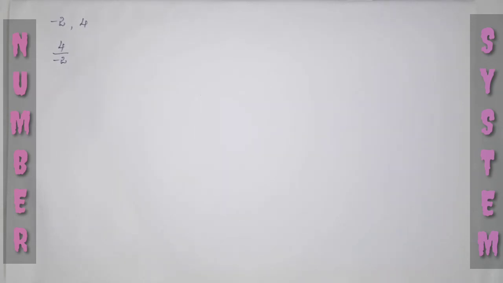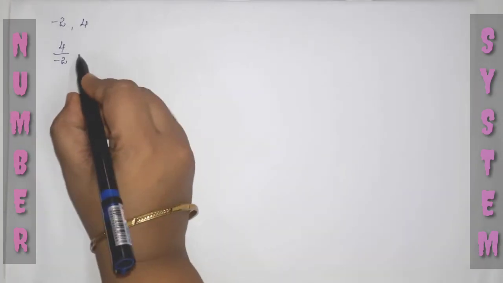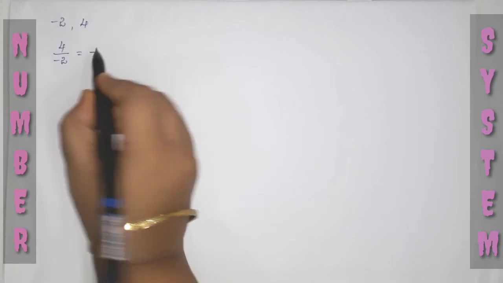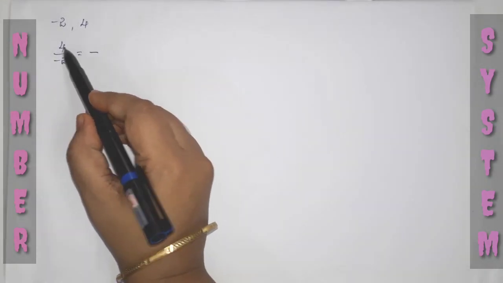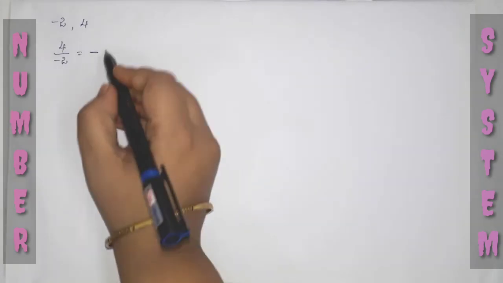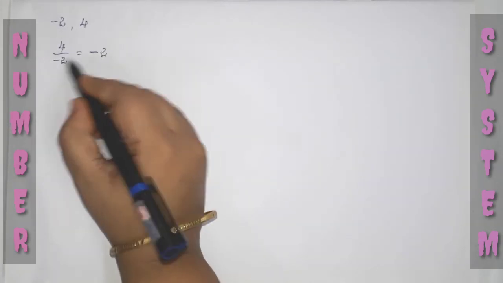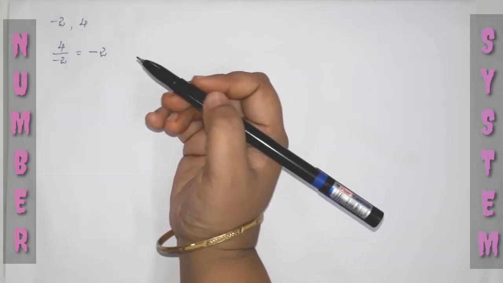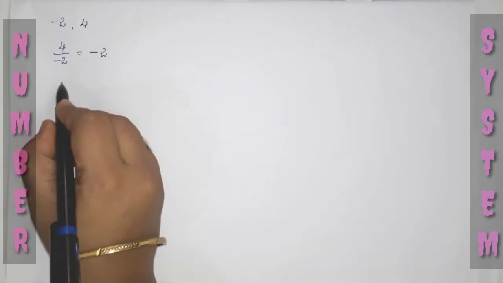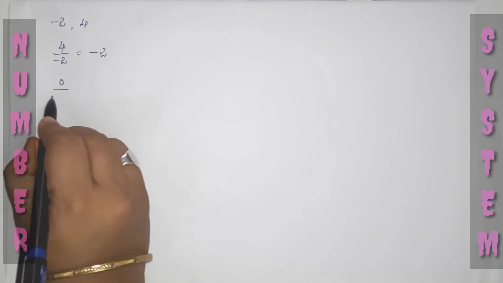Here see, +4 is a positive one, -2 is a negative one. Opposite or same? Opposite only. Whenever you get the opposite, you take the minus sign. In the 2 table, in 4, how many times will it cancel? 2 times. So the value of 4 divided by -2 is -2. Okay, suppose I take 0 by -2.